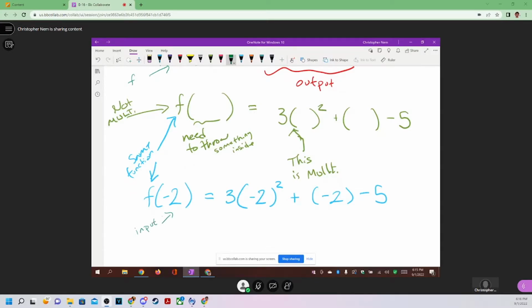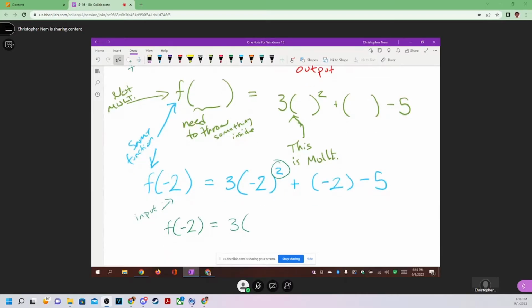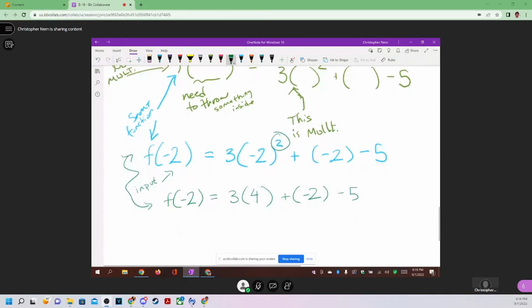This -2 is the input. Now, if I calculate this all out, I get f of negative 2 is equal to 3 times, now we have to do order of operations. We have to do exponents or parentheses first. So negative 2 squared is going to be 4, positive 4, plus negative 2, minus 5. Notice that I am not simplifying the left side. You cannot do anything with that. That's a symbol. You're not doing any math. This is not f times negative 2. I will see that a lot on tests. I guarantee you that. And I'll count it wrong.